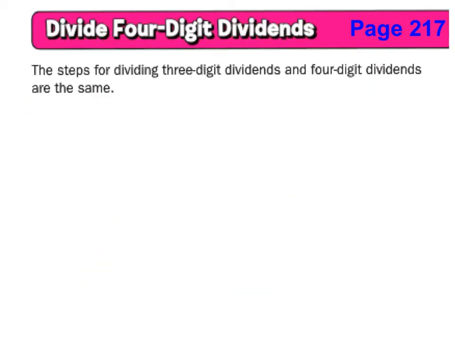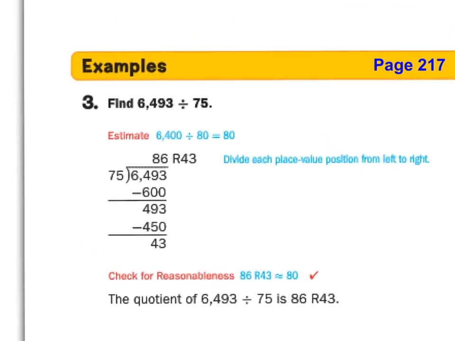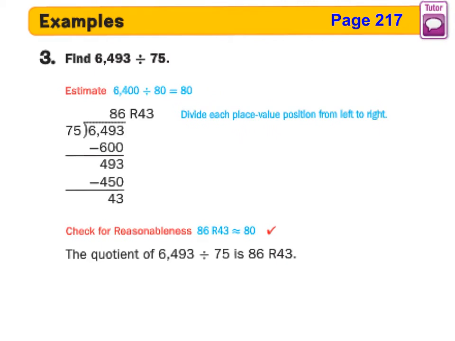All right. The steps for dividing 3-digit dividends and 4-digit dividends also remain the same. Our process just gets longer. On this slide, they have made a slight mistake. So I would like you to X out this problem, and we're going to do it together. So let's rewrite it over here. 6,493, and we're going to divide by 75.